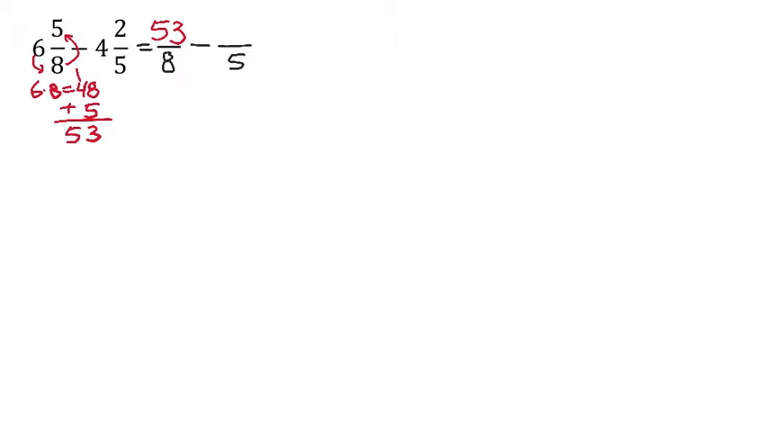Minus, let's change the 4 and 2/5 into an improper fraction. So 4 times 5 first, which is 20. And then add the 2 there, numerator, to make that 22. So that gives us a new numerator there, 22/5.